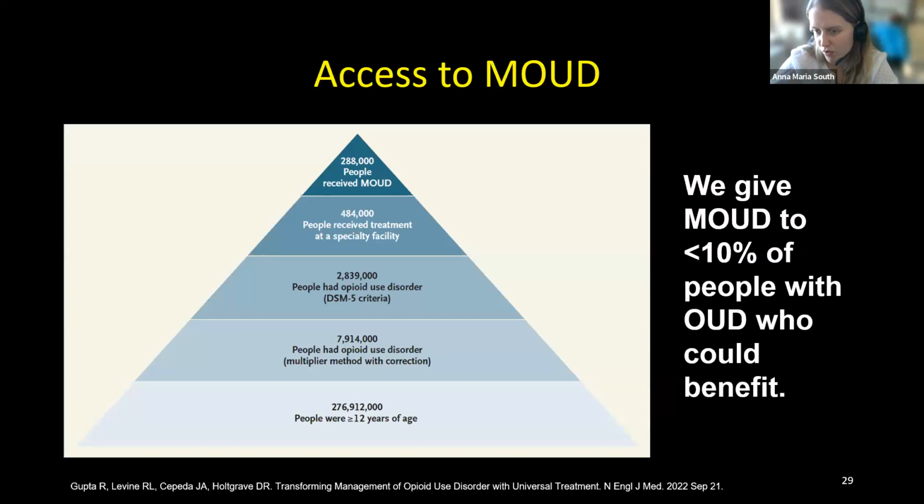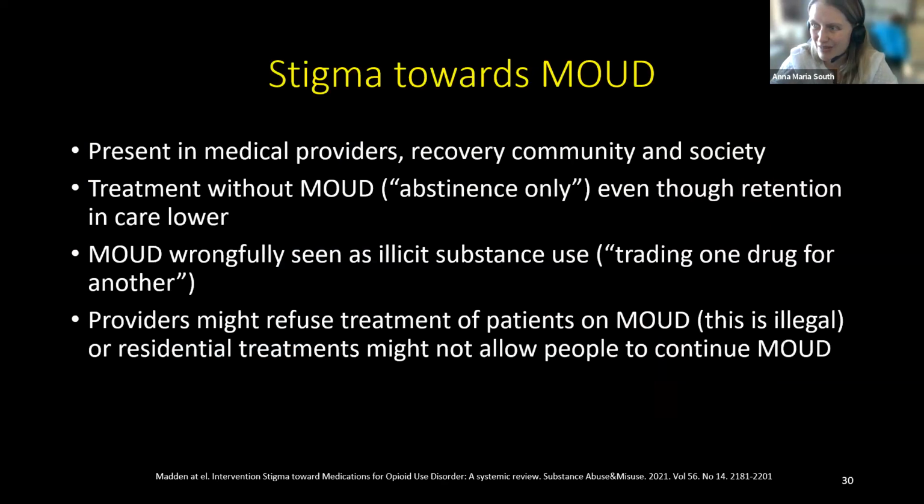And of course, I ask myself, why is that the case? I think it goes back to the Harrison Narcotics Act and 100 years of stigma against opioid use disorder that then got transferred to medication for opioid use disorder. And that stigma is present in medical providers, in the recovery community, and in society at large. So a lot of times people perceive that someone is only in recovery if they're on nothing at all, which is absolutely not true.